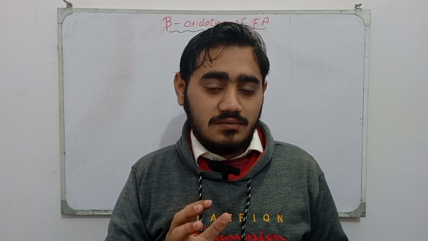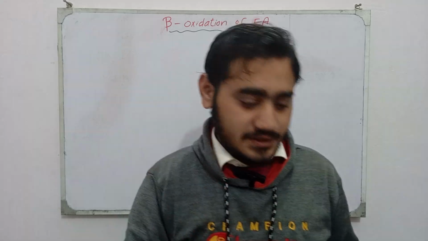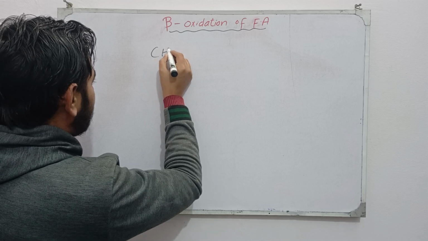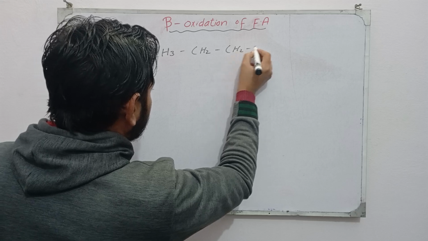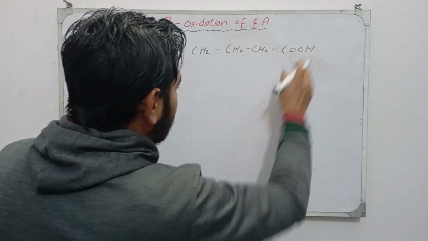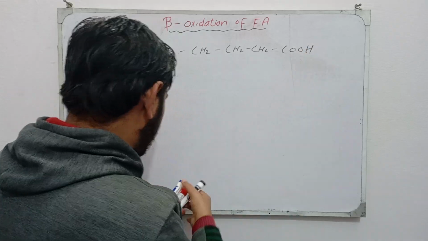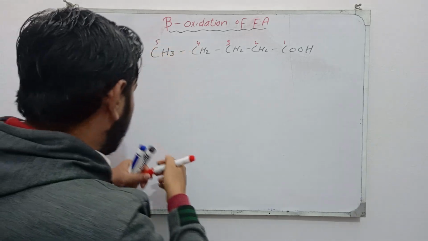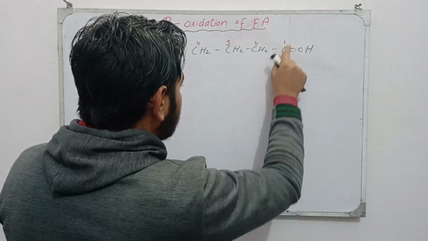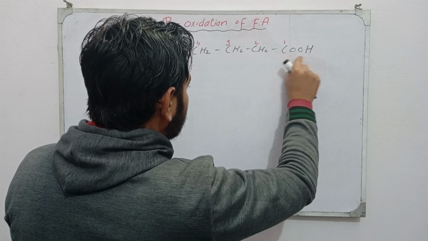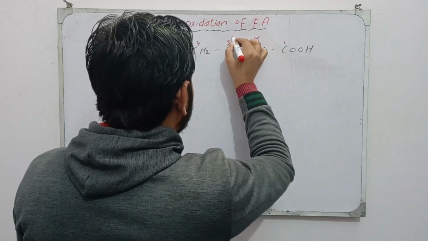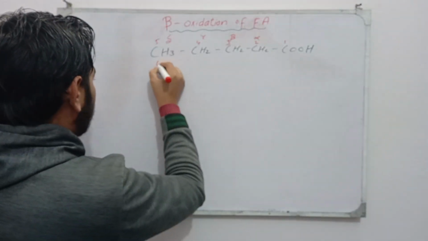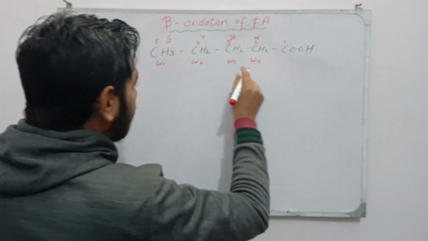First of all, we will discuss some chemistry of the fatty acid. Fatty acids are aliphatic carboxylic acids. Here is the general structure. The numbering starts from this carbon. This is carbon number 1, 2, 3, 4, 5 and so on. The carbon adjacent to this carbon is called alpha carbon, then beta carbon, gamma carbon, delta carbon and so on. And this is omega carbon, omega 2, omega 3, omega 4 and so on.